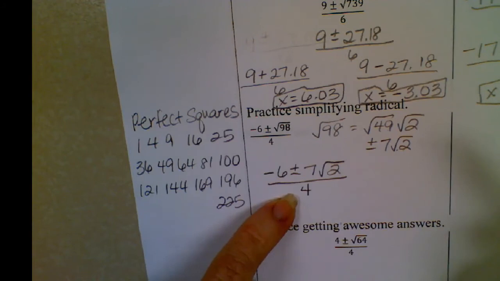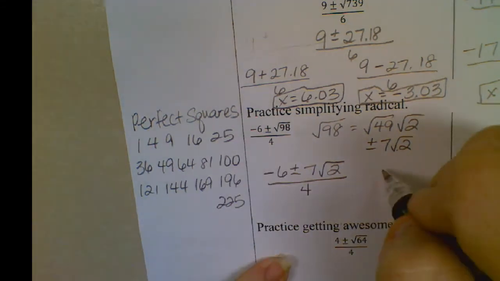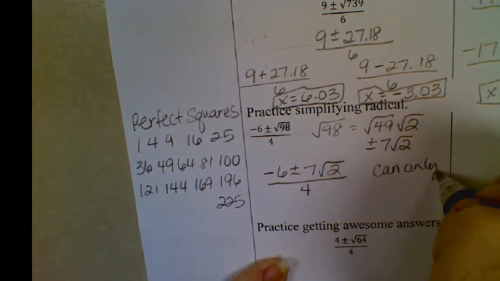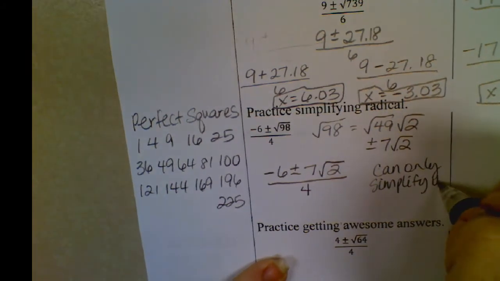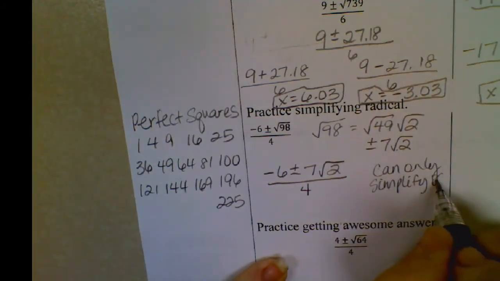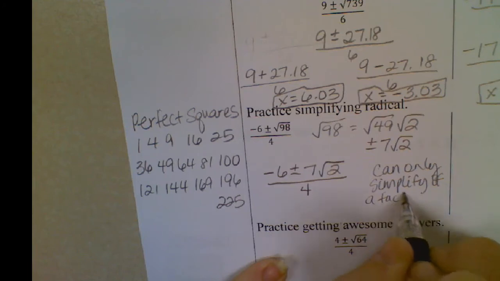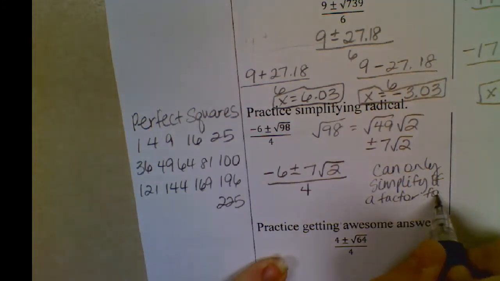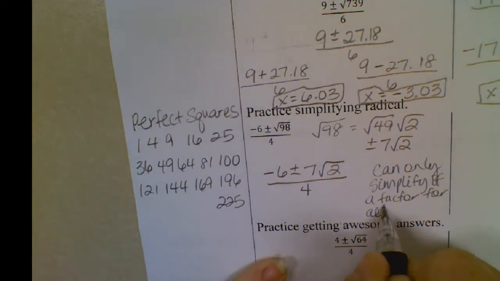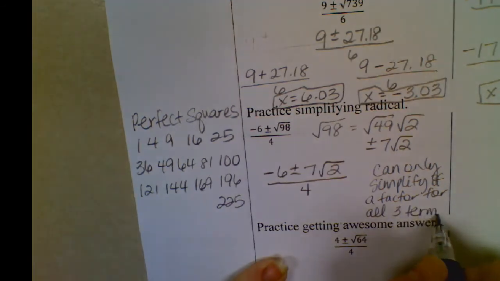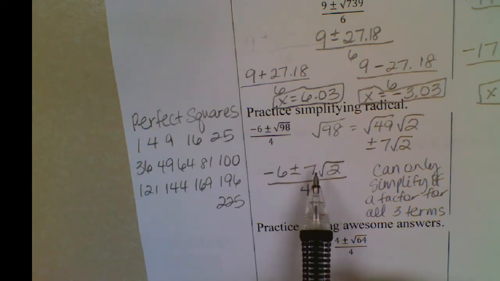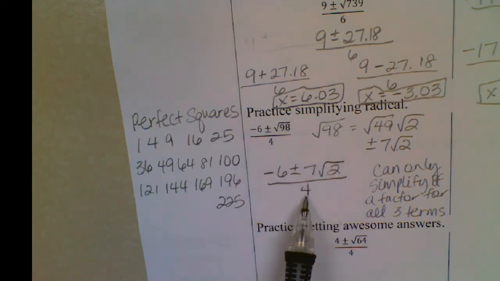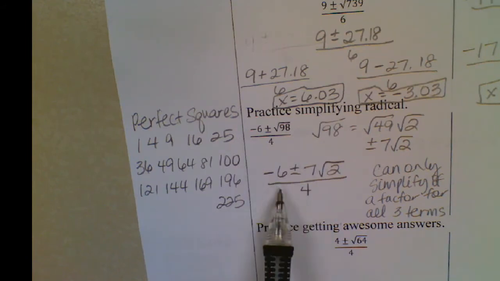Now, here's an interesting thing that comes up. You can only simplify if there is a factor for all three terms, which in this case, we look at our whole numbers. So we have a 4, negative 6, and 7. Well, 7's a prime number. Nothing goes into it besides 7 and 1. So we can't simplify this any farther.